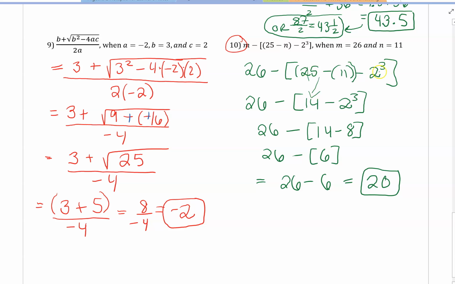Then I'd have to do exponents. So that's 2 to the third, which was 8. Then I do what's inside the brackets. So 14 minus 8 was 6. Then I can go ahead and subtract 26 minus 6 to get 20.